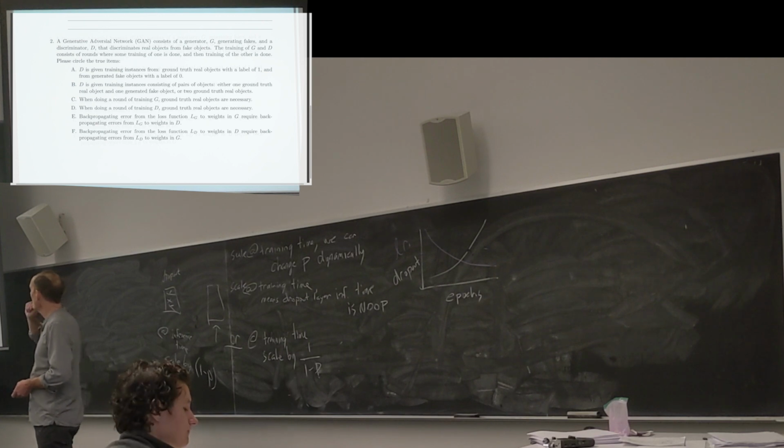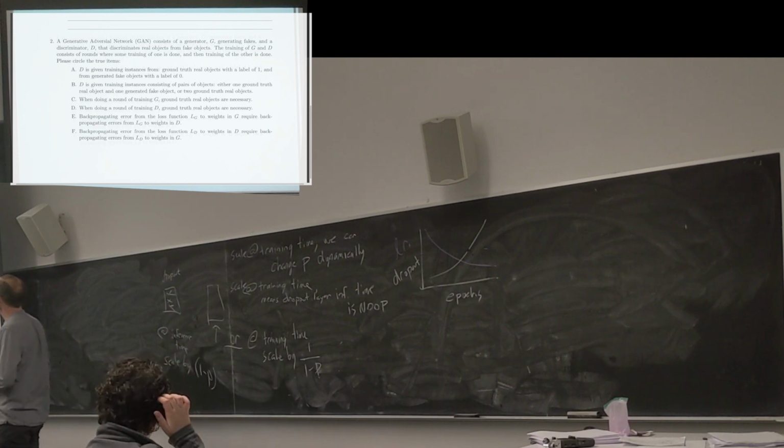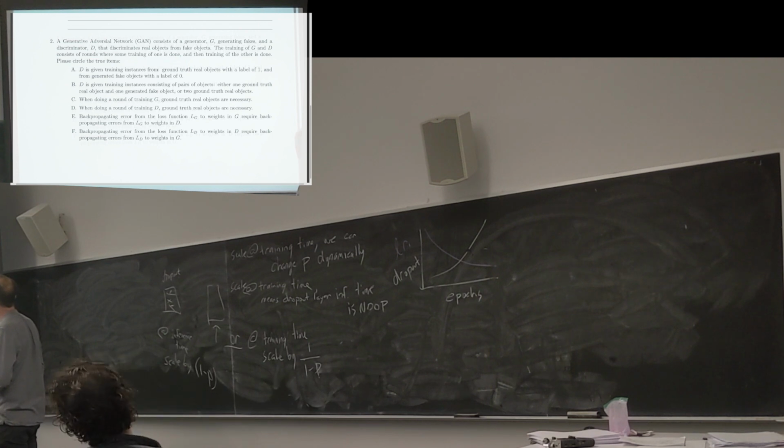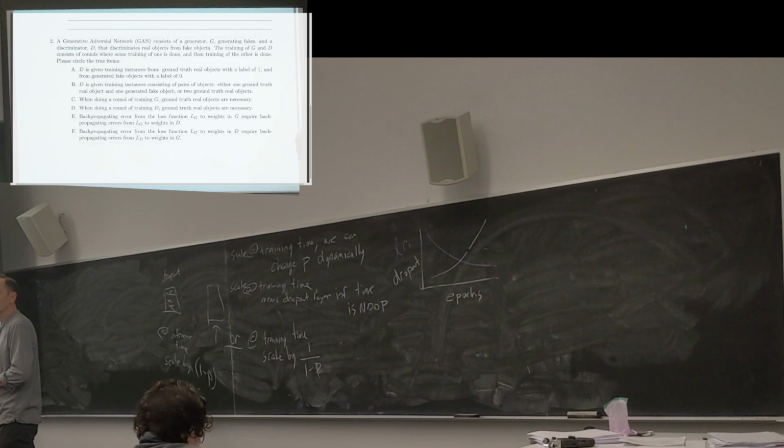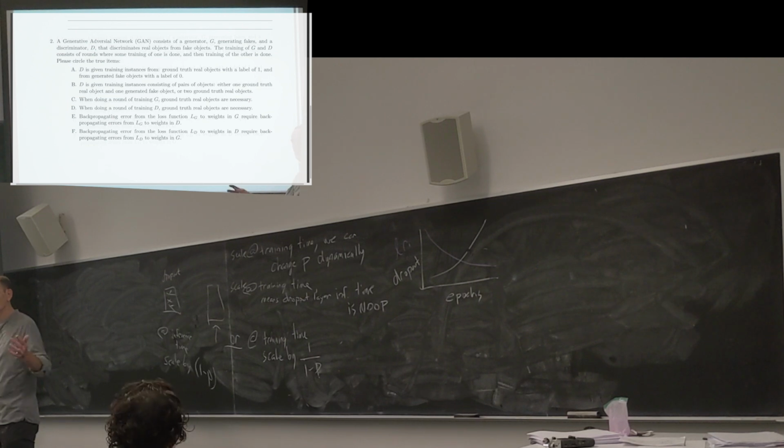So let's just go through one by one. A: D is given training instances from ground truth real objects with a label of 1 and for generated fake objects with a label of 0. True or false? That's right. 1, 2, 3. True. Yes, that is true.